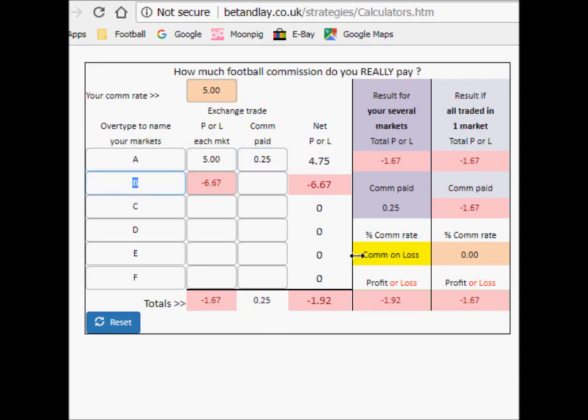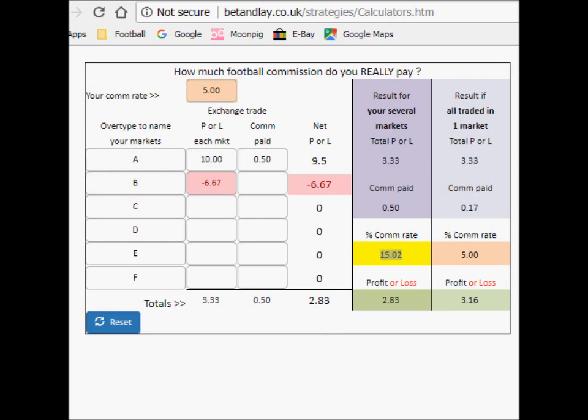we would actually make a loss on the trade. We would still pay 25p commission, but we would make a loss on the trade, so the calculator points that out for you, that you've paid commission on a loss. So we've paid our tenner, won our tenner rather, and we paid 50p, and we've had to pay 15% commission.